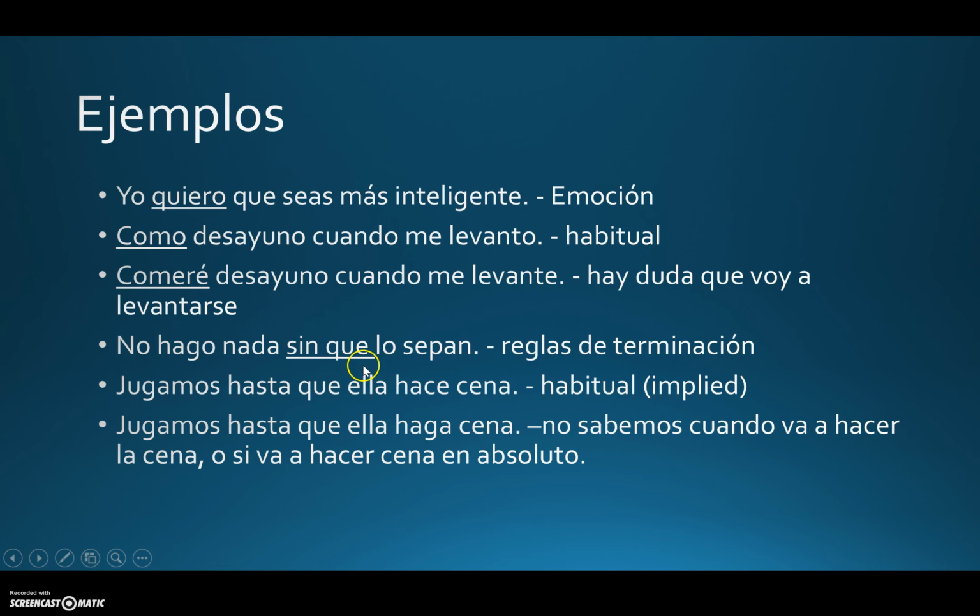Con sin que, las reglas de determinación nos dicen que sin que usa el subjuntivo.